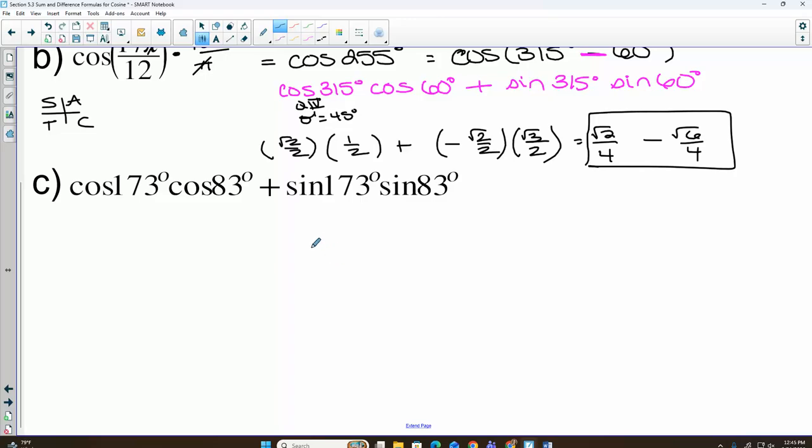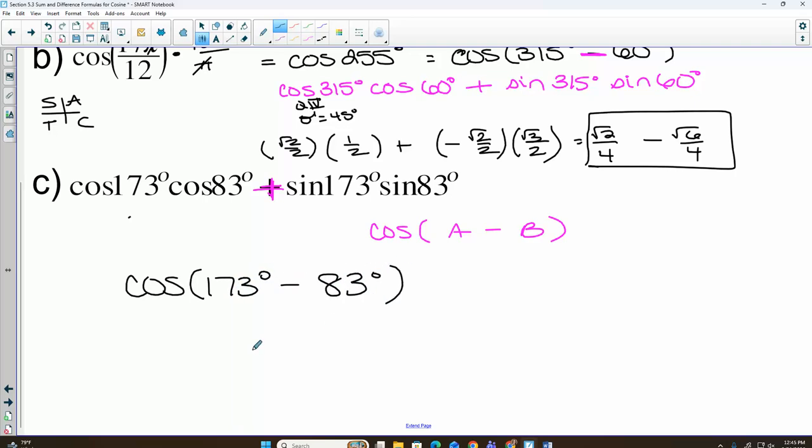What have I just given you? The formula. I gave you the right-hand side of the formula. When you see cosine, cosine plus sine, sine, that's the cosine of what? Right. So my A is just the first angle, 173, minus B, my second angle, 83. 173 minus 83?